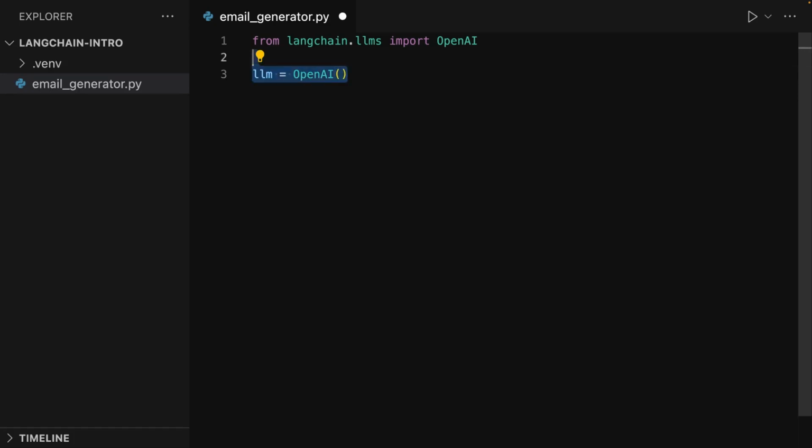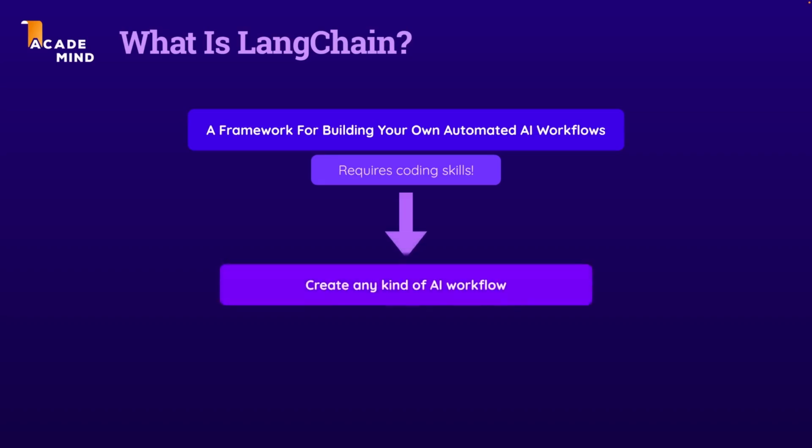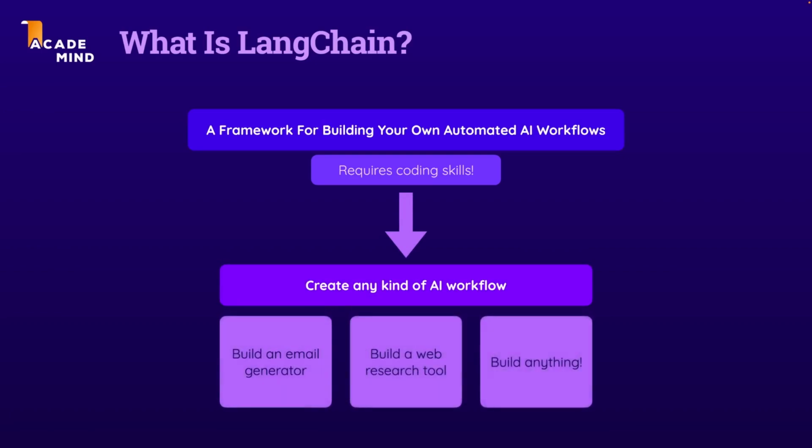So indeed here, as you can see, we will have to write some code because, as I mentioned before, using LangChain does require some coding skills. It is a framework that's meant to be used as part of your own programs so that you can create your own AI workflows. Using it without coding skills will definitely be challenging.